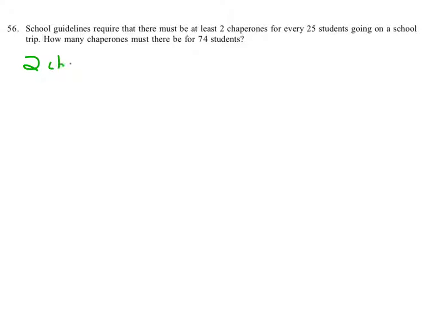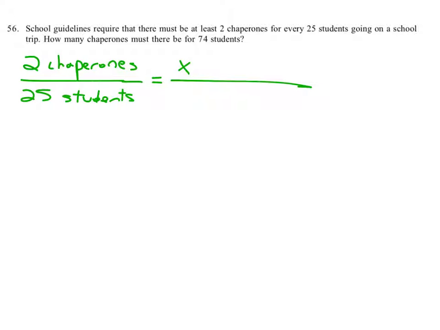2 chaperones per, or for every, 25 students. Equals how many chaperones for 74 students? X chaperones for 74 students. Okay, and then we're going to multiply the diagonals.